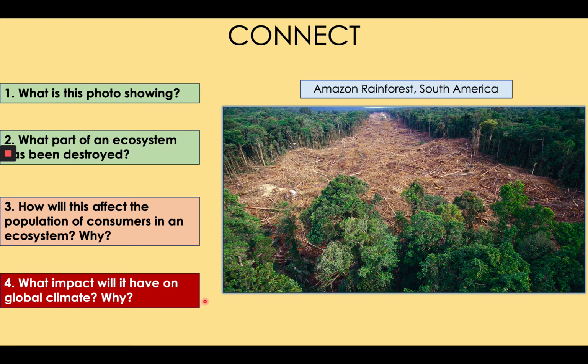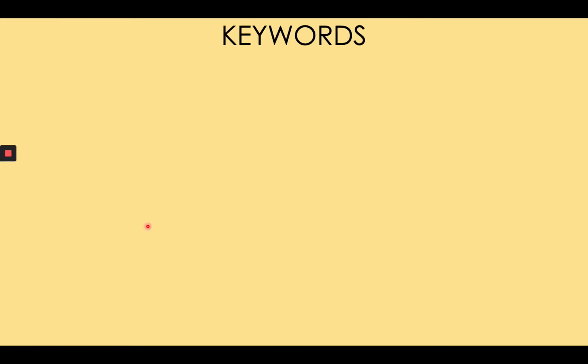4. What impact will it have on global climate and why? Trees are carbon sinks, which means they absorb carbon dioxide for photosynthesis. They reduce the amount of CO2 in the global atmosphere. If you have fewer trees, then you have more CO2 remaining in the atmosphere, leading to global warming through the greenhouse effect.